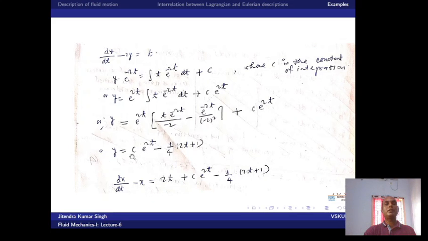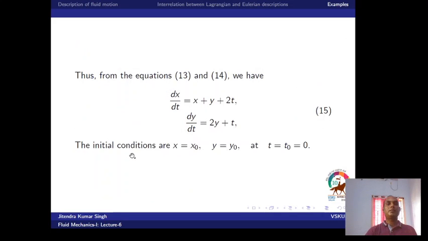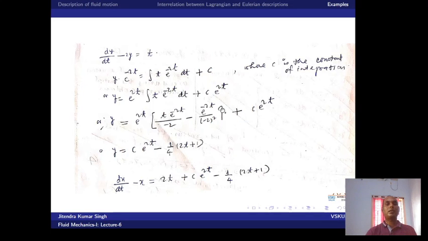So we have found y here. Now this value of y we shall put in the first equation, which you can write as dx by dt minus x is equal to 2t plus y. So we put in the value of y.